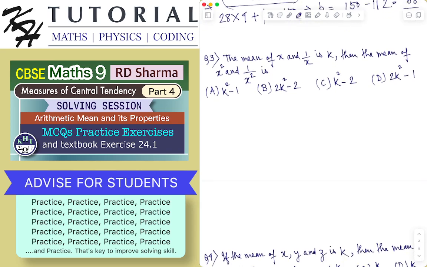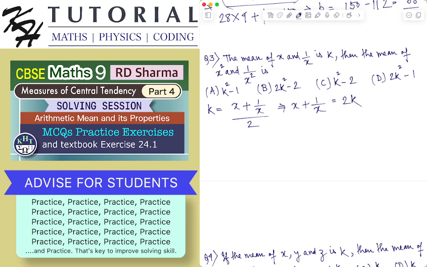The mean of x and 1 by x is k. Then the mean of x square and 1 by x square is. So the mean of two numbers is always equal to the sum of the numbers divided by 2, because there are only two observations. So the mean of x and 1 by x, which is given as k, should be equal to x plus 1 by x divided by 2. This implies, doing cross multiplication, I have x plus 1 by x is equal to twice k.